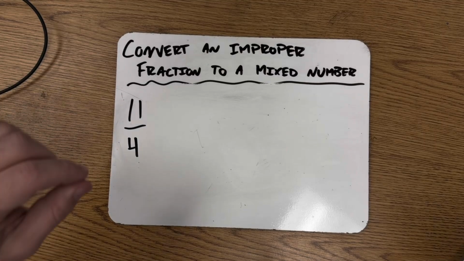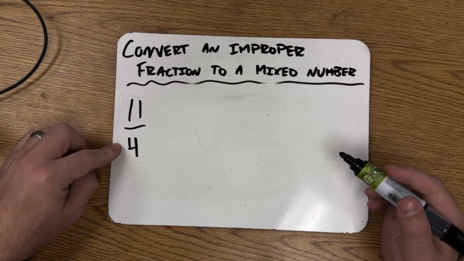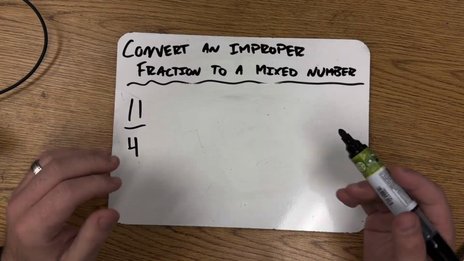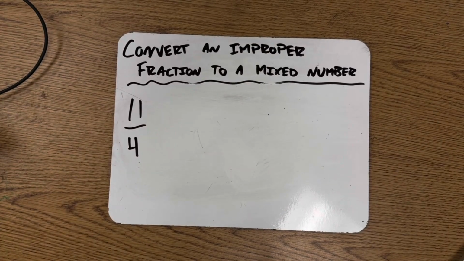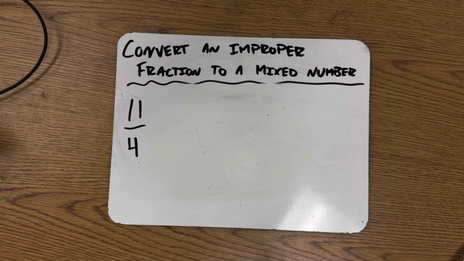So we have 11 fourths, and really what we're doing, even when we're decomposing the numbers and breaking it apart, is we're doing division. We're doing repeated subtraction to find ultimately what a quotient and a remainder is. So we can skip all of those steps and we can jump straight to division.